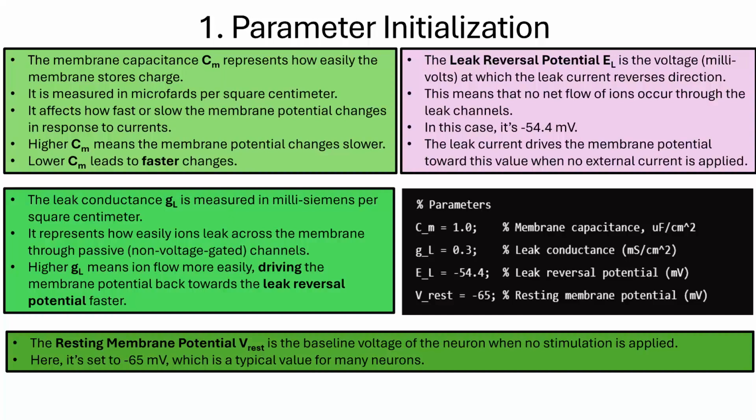Higher values of the membrane capacitance mean that the membrane potential changes slower. Lower values lead to faster changes.